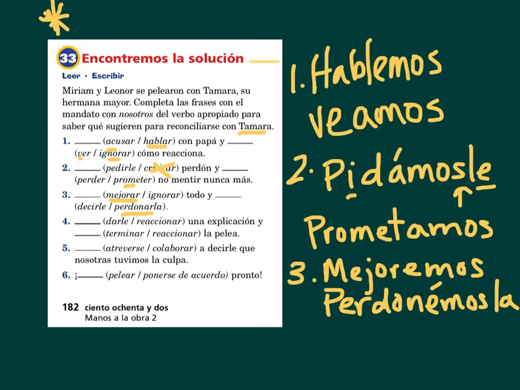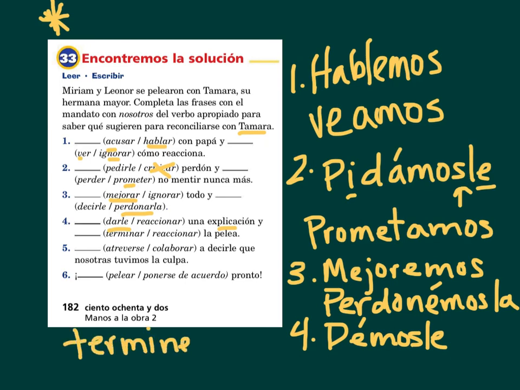Okay, number 4. Give her an explanation or react an explanation. So give her is the right answer. So 4 would be, this is one of our regular ones, demos. And since there's a le on the end, we leave le on the end. Démosle, let's give her an explanation, and let's end. Terminar becomes terminemos la pelea.